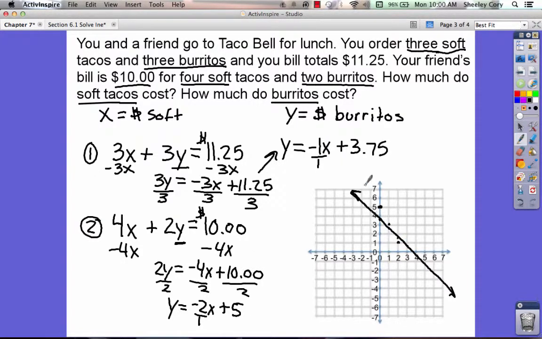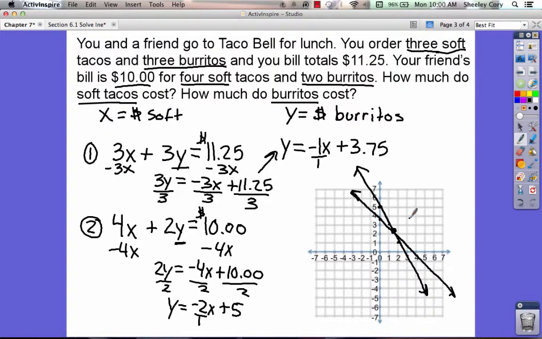Okay, and then if I go ahead and graph this, you'll see that right there is where they intersect. So at this point where they intersect, we have a solution. They share this solution. So this would be the answer to our equation.